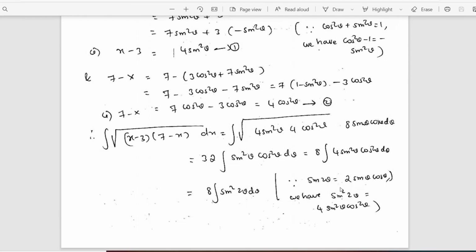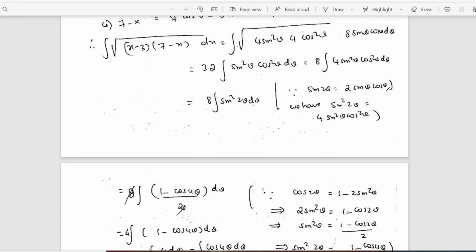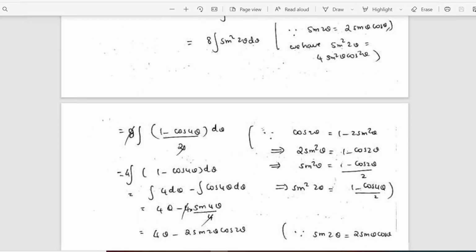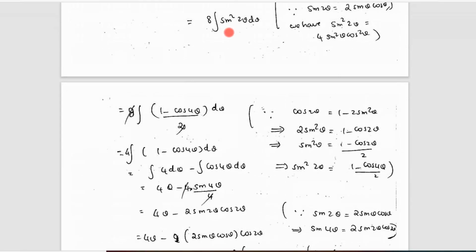Therefore, sin square 2 theta. On squaring both sides, we get sin square 2 theta is equal to 4 sin square theta cos square theta. So this can be replaced by sin square 2 theta d theta. Now, what is the formula for sin square 2 theta?